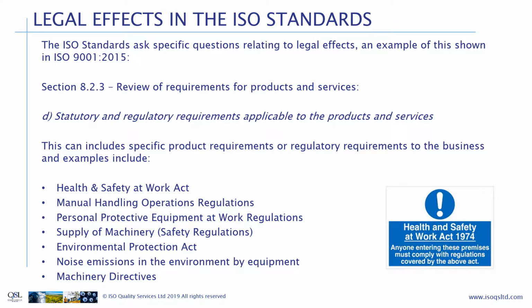This can include specific product requirements or regulatory requirements to the business, and examples include Health and Safety at Work Act, Manual Handling Operations Regulations, Personal Protective Equipment at Work Regulations, Supply of Machinery and the safety regulations surrounding these, the Environmental Protection Act, noise emissions in the environment by equipment, and machinery directives. Also, as we can see on the slide, is the Health and Safety at Work Act 1974. This is required to be displayed within the workplace on a sign.